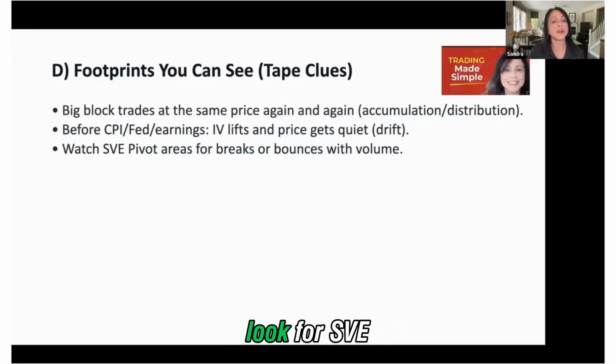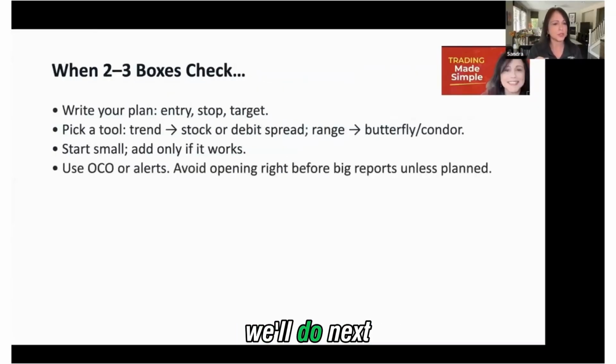And then always look for SVE pivot areas for breaks or bounces with volume, right? What was yesterday's volume compared to today? There are a lot of tools out there that will just give you the average so that you can identify if there's actually real movement, or if the volatility is really low compared to an average. Just like we use that 20 EMA, that's an average of 20 bars, regardless of what chart you're on. It's the same with volume. So there are a lot of tools that we can get into with that. Maybe that's what we'll do next week.